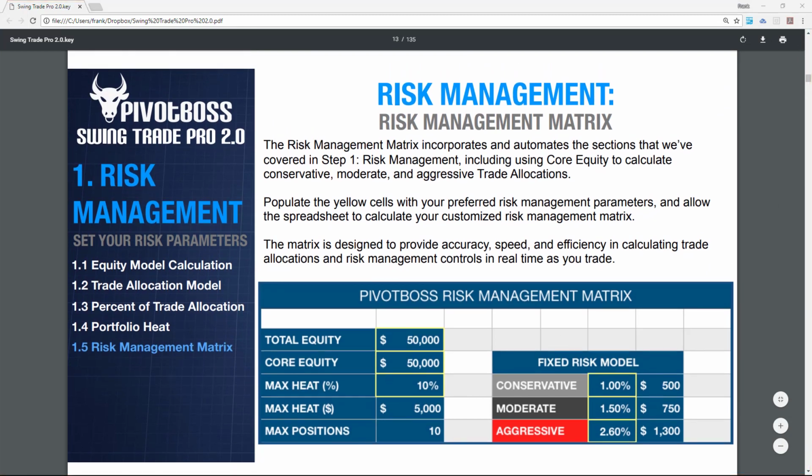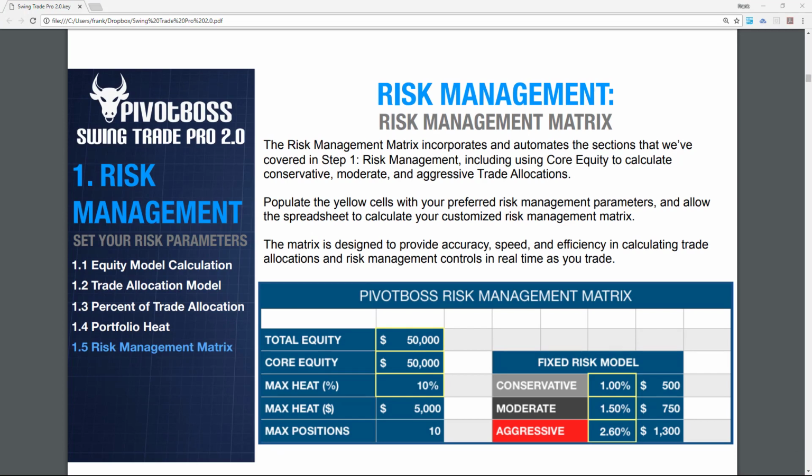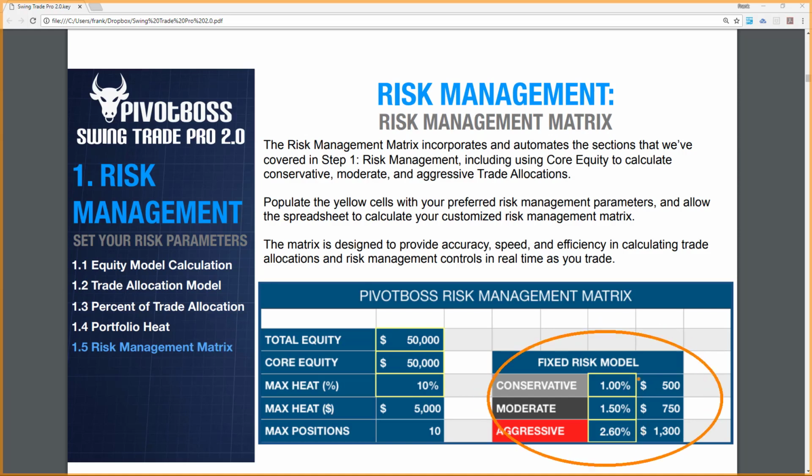Now let's talk about the risk management matrix. The risk management matrix incorporates and automates the sections that we've covered in step 1, risk management, including using core equity to calculate conservative, moderate, and aggressive trade allocations. What we're going to do here is look at and use a spreadsheet that I've created that I use every single day to quickly calculate core equity, max heat, max positions, and also what conservative, moderate, and aggressive amounts would be for a various position.